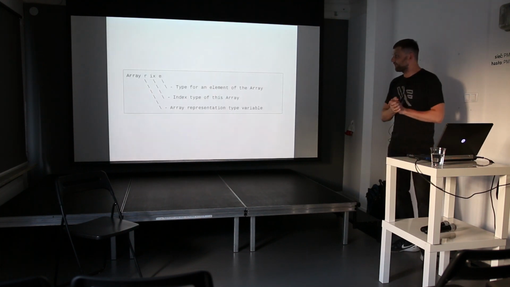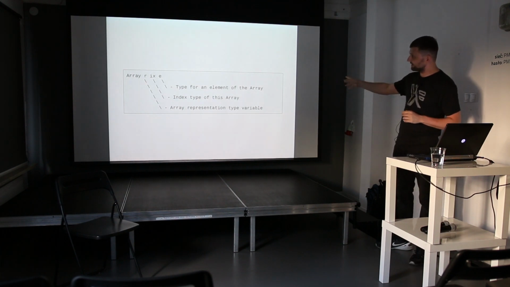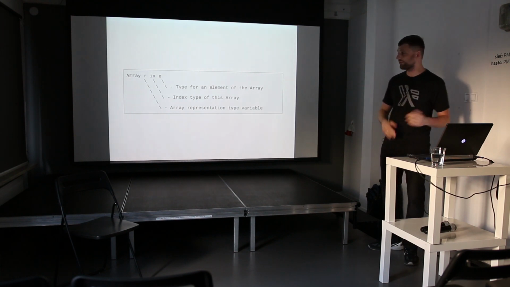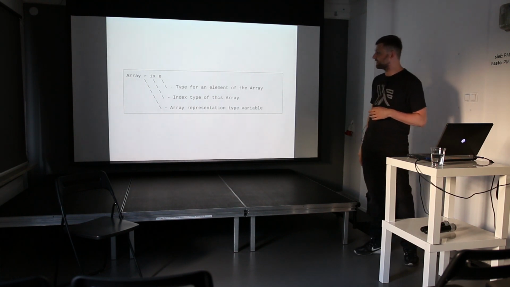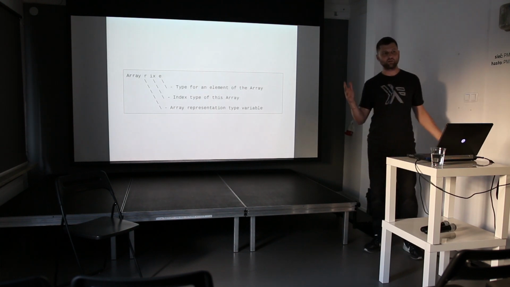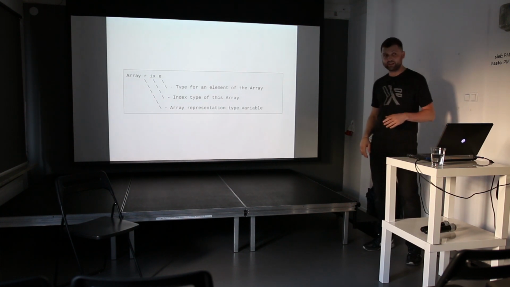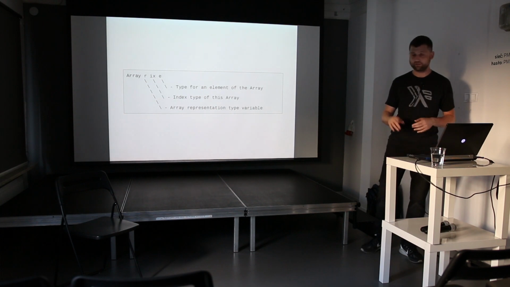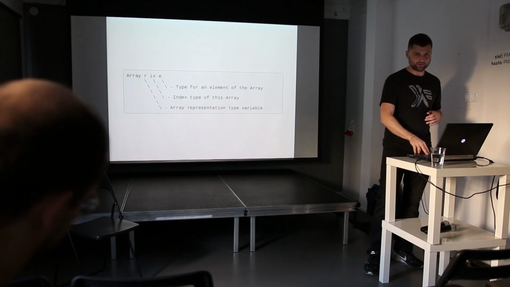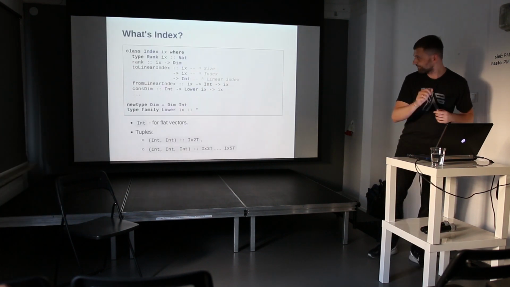So let's look at the array data type, or type family, if you wish. The element is the type of an element which is going to be stored in the array. Then the index of the array, which will dictate the dimensionality of the array. And a representation type. Those that have used Repa will be very familiar with this definition of the array. For those that haven't, I will be talking deeply about it, so don't worry.